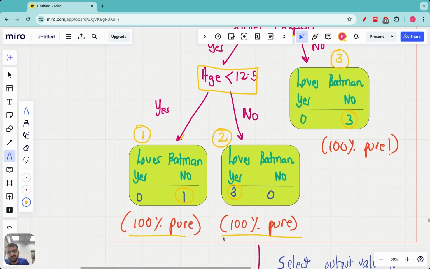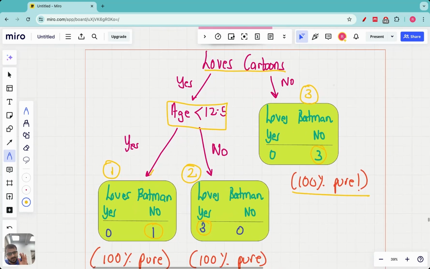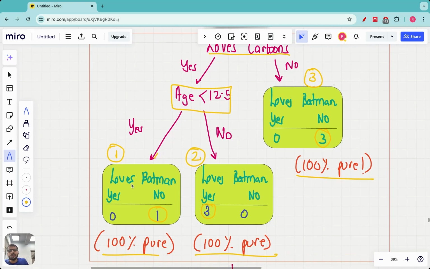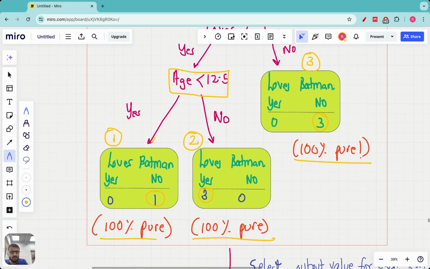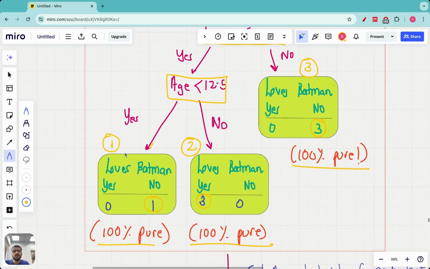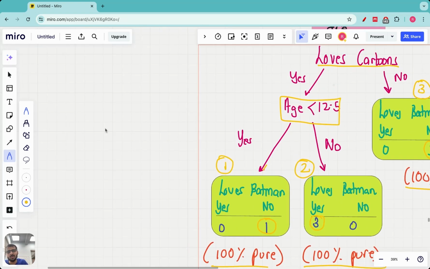So all these three leaves are actually 100% pure, and this is an indication that we have constructed a decision tree and we should stop here. So if the leaves are not pure, that's when we have to do further branching. But now we have reached a stage where all the leaves are pure. So we should stop here. In fact, 1, 2, and 3 are the last nodes of the decision tree and they are also called leaf nodes. So let me write this here: 1, 2, and 3 leaves. They are the leaf nodes because they are 100% pure.